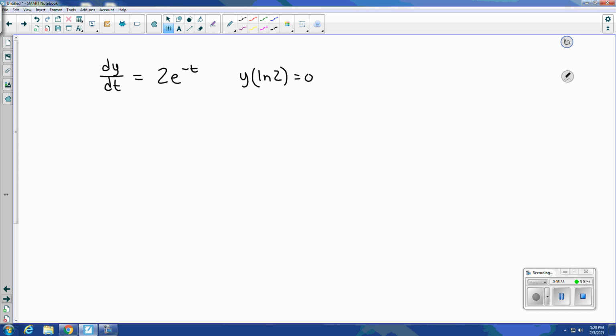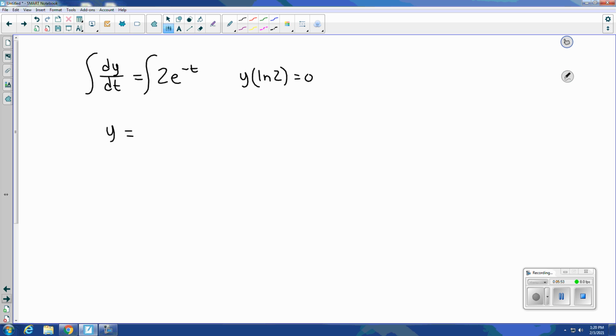Some additional examples. Here's a differential equation with a first derivative. We want to find the function y, whose derivative is given and meets that initial condition. So integrate both sides. The antiderivative of dy/dt is y. The antiderivative of 2e to the negative t with respect to t.